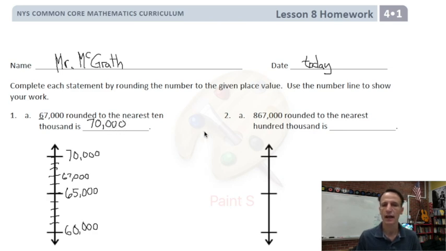And now let's look at 2A. Here we have the number 867,000, which we're rounding to the nearest 100,000. So same questions here, same procedure. What's in the 100,000s place? It's an 8. So there are 800,000s. That's our baseline here for our vertical number line. 800,000. And because we're rounding to the nearest 100,000, what's 100,000 more than 800,000? Yes, indeed, it is 900,000.